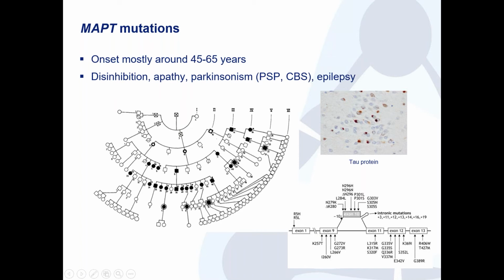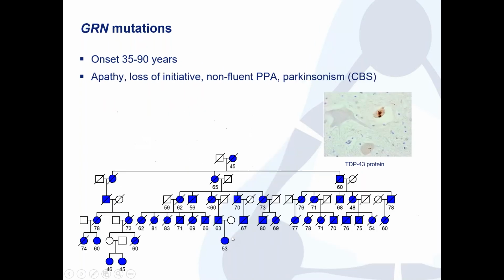This pedigree here is one of our large Dutch families with MAPT mutations, and these lines represent the different generations, and all the black symbols are patients that were affected with FTD. These children are still at risk to also develop FTD.